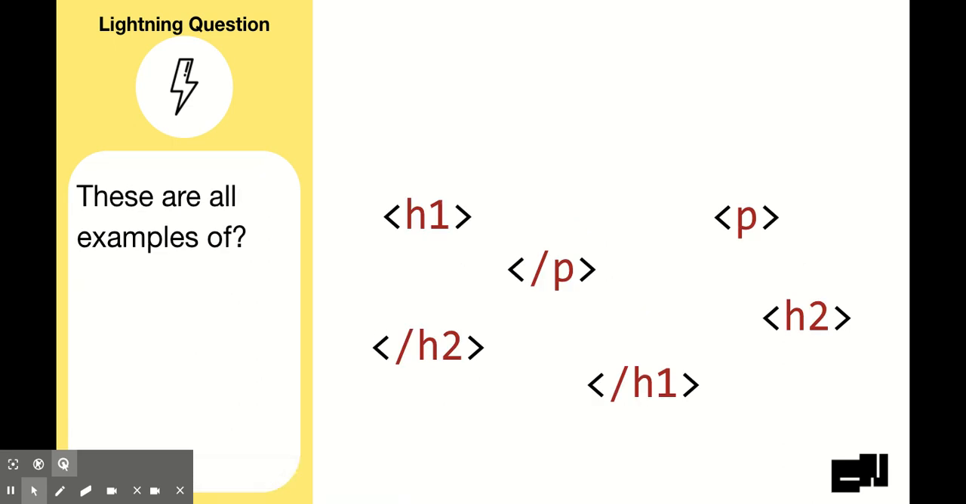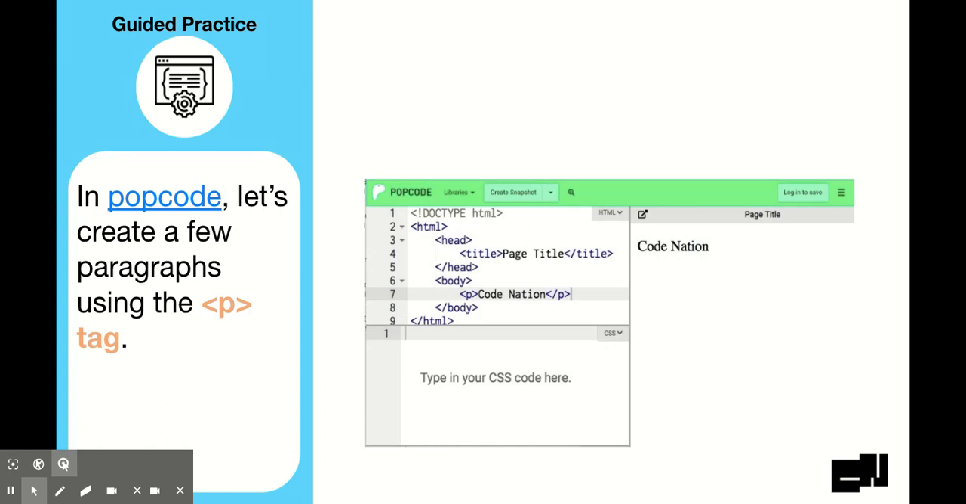Lightning question 3. These are all examples of, if you said tags, you are correct. Here are some examples of opening and closing tags. Again, the name of the tag is indicated by what's in between the angle brackets. So the first one is an H1 tag, the second one is a P tag, third one is a closing P tag, etc.